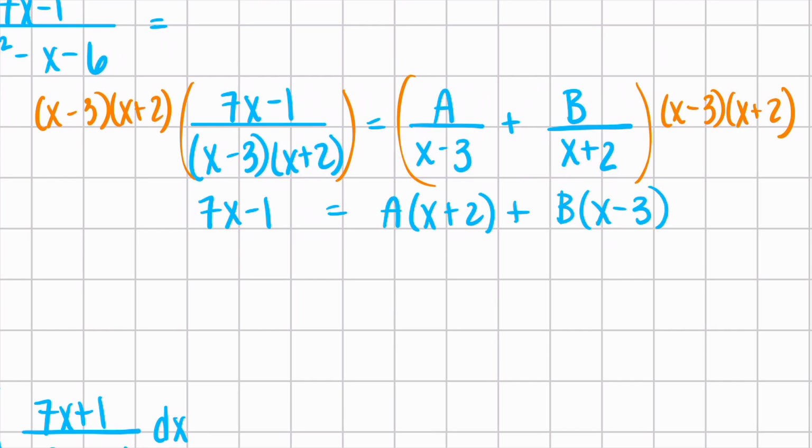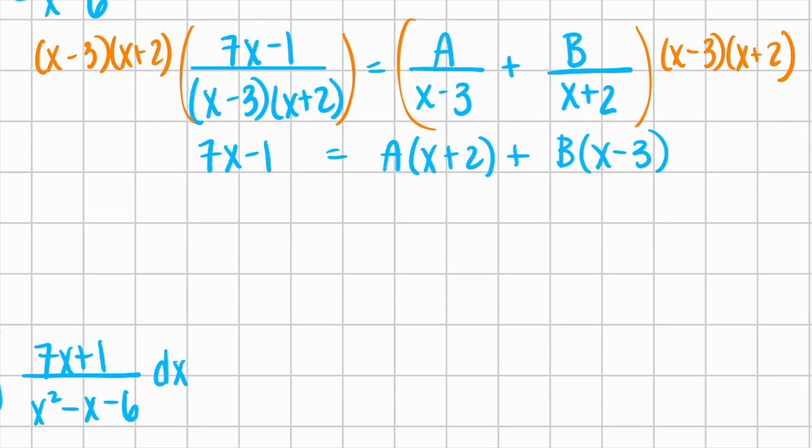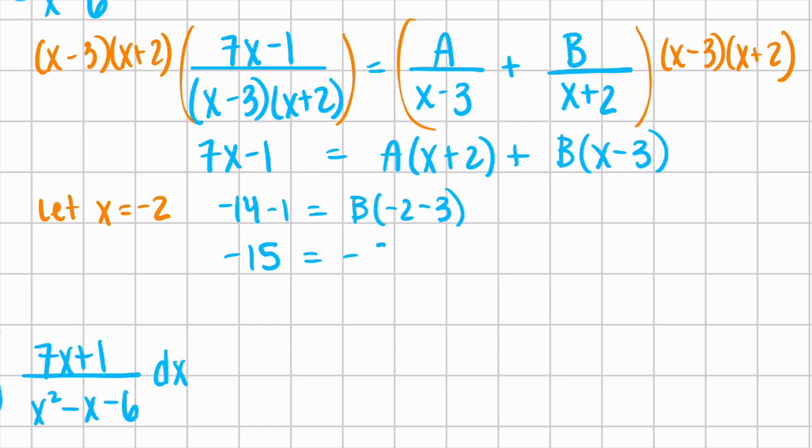From here, there's a couple things you can do. I feel the easiest thing to do is strategically pick values of x to plug in that will help you isolate A or B. So for example, I'm going to let x equal negative 2. Notice when I do that, this first term is going to become 0, and then I'll be able to isolate B. So I'm going to let x equal negative 2. We get negative 14 minus 1 equals, the A term is 0, B times negative 2 minus 3. Negative 15 equals negative 5B, so B is 3.